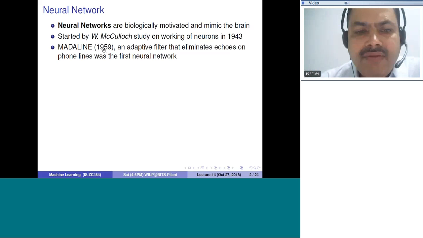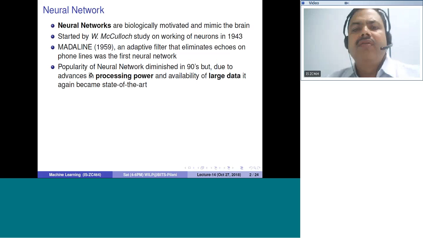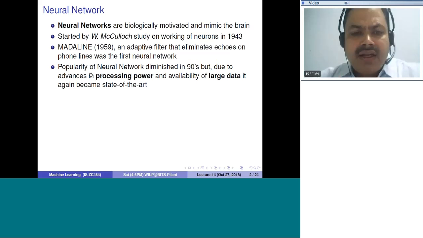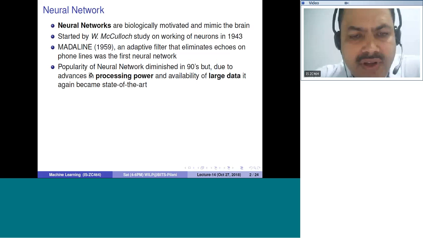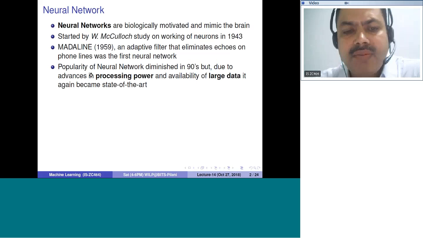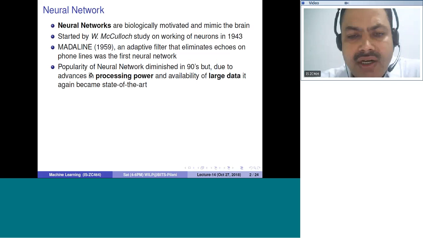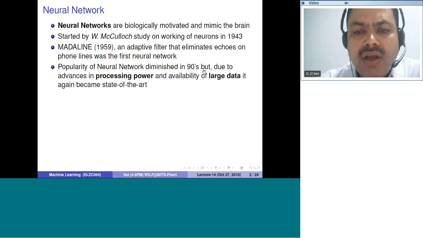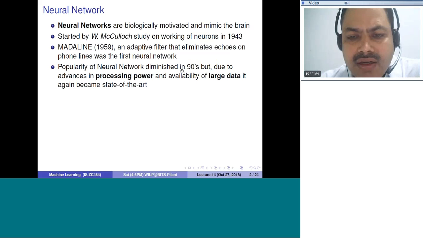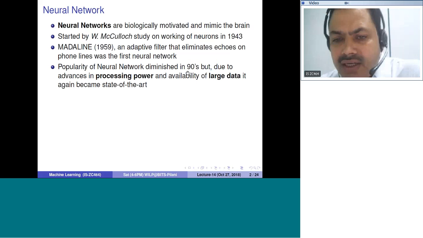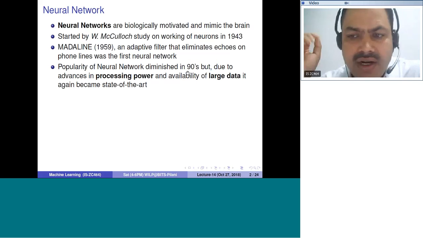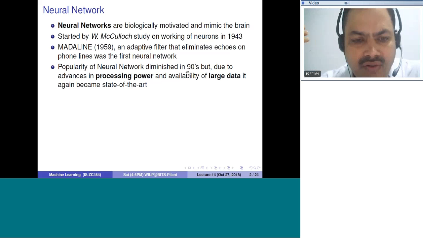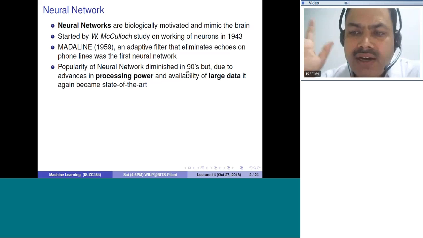It came out in 1959, and this was the first time neural networks showed their applicability. This model was very popular, and many people thought it would be able to solve many of their problems. But unfortunately it could not be pushed beyond a particular limit in the 90s, and people were saying that the neural network model is not going to work and is a bad model. Small things had been done, but it could not do big things.